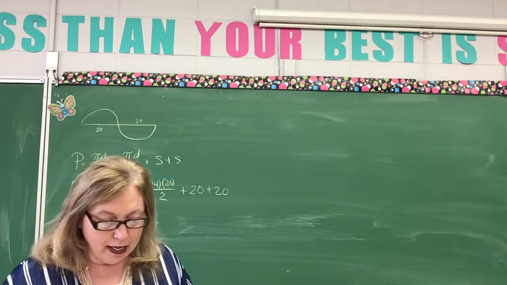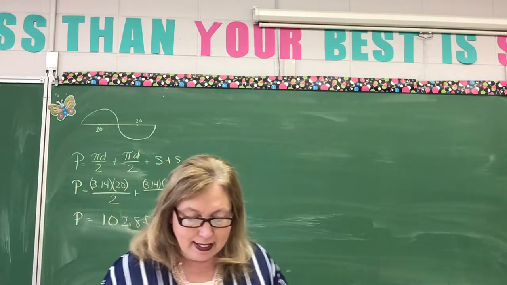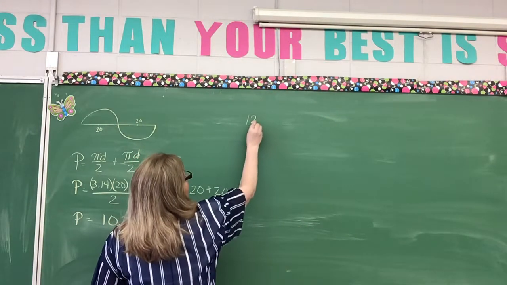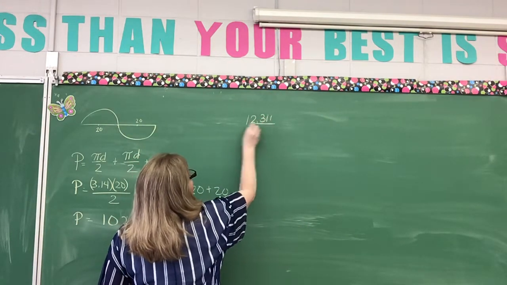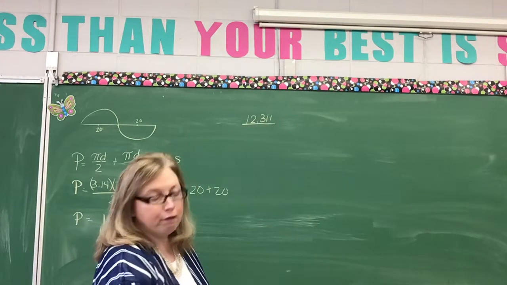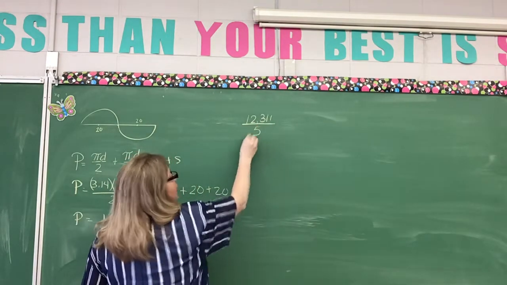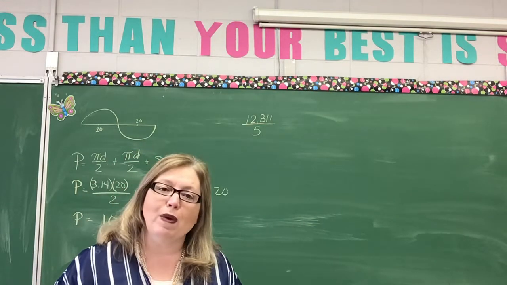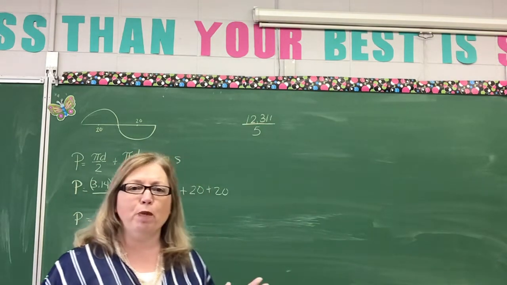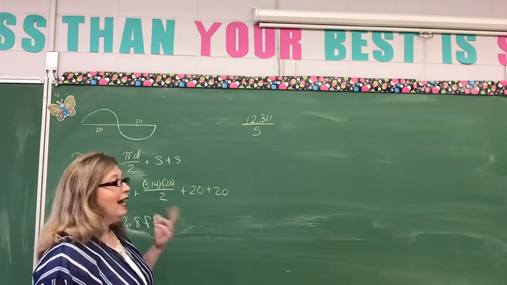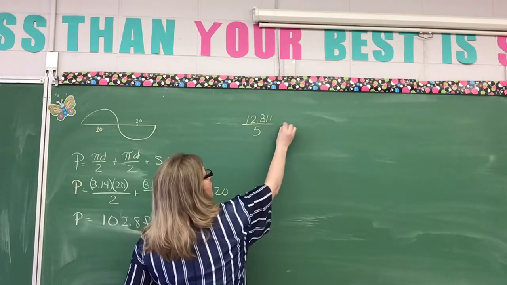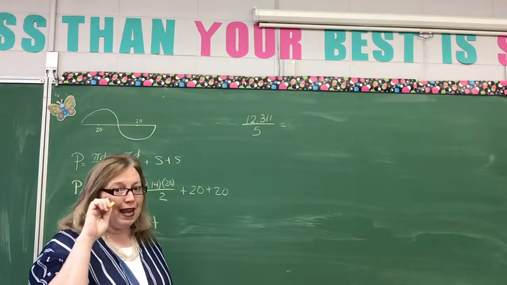Let's look at number 16 together. It says write the number 12,311 over 5, okay? It wants you to take this fraction and make it into a mixed number. This is just a review problem. How do you do that? You simply divide. We're going to use short division, meaning I'm going to do most of it in my head.